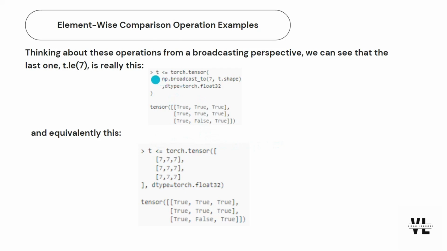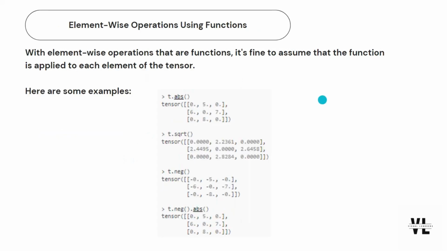Or instead of using the np.broadcast_to method, we can just create the tensor like this with a shape of 3 by 3 as tensor t, and then we can do the comparison operation. These two are the same. Now we have finished understanding the comparison operators. Next is element-wise operations using functions.